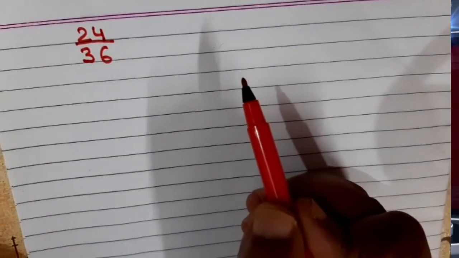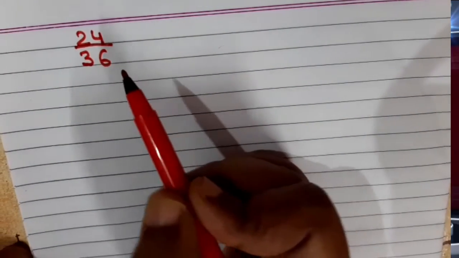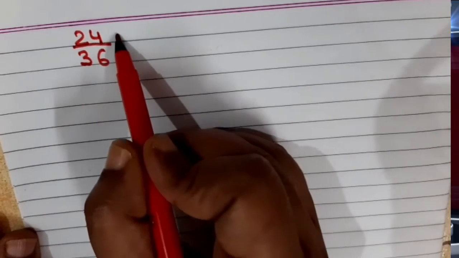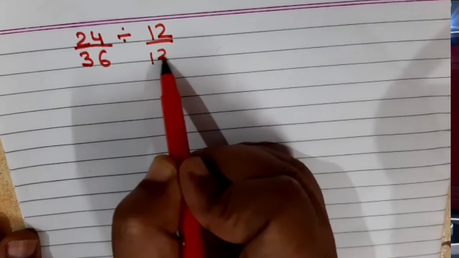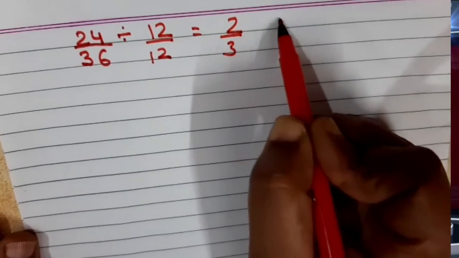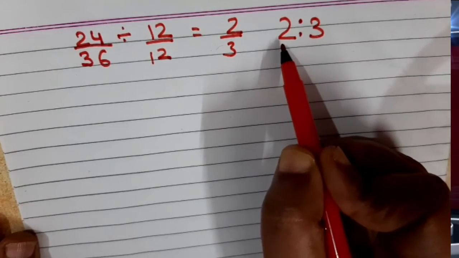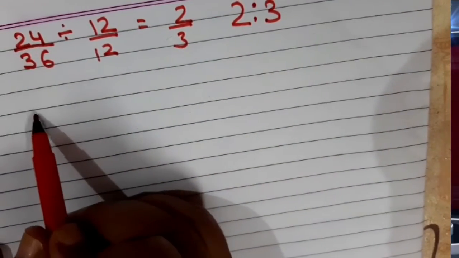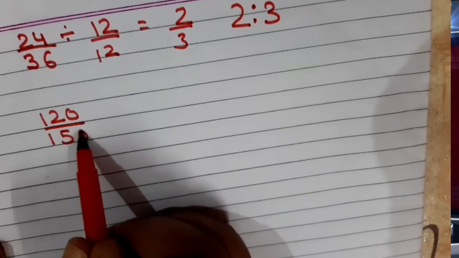One is to find the HCF and then you can divide both the numbers by the HCF. That is, HCF of 24 and 36 is 12. So you will divide both numerator and denominator by 12. So 2 upon 3. So my answer is 2 ratio 3, or you can read it as 2:3.